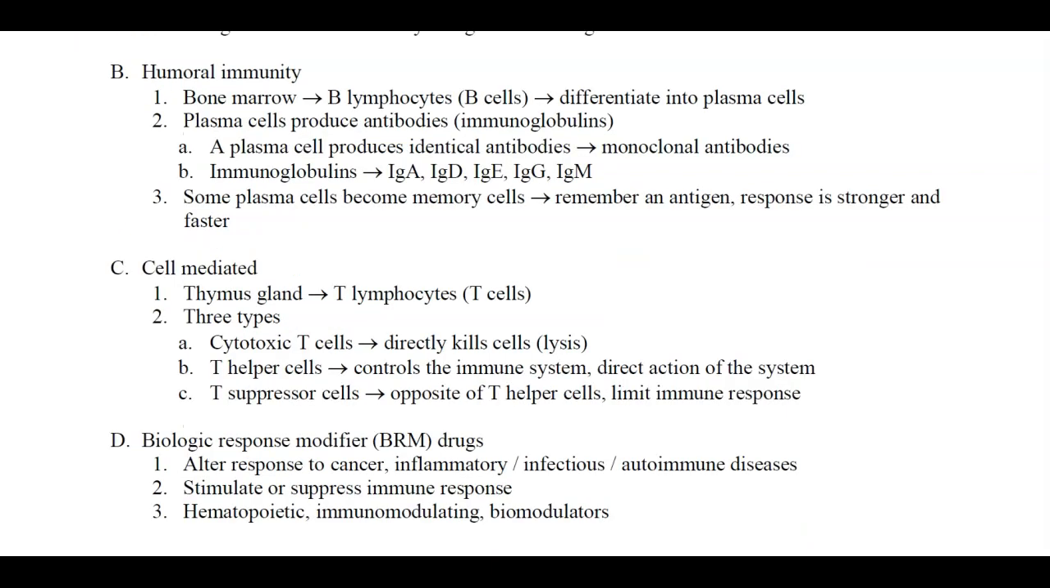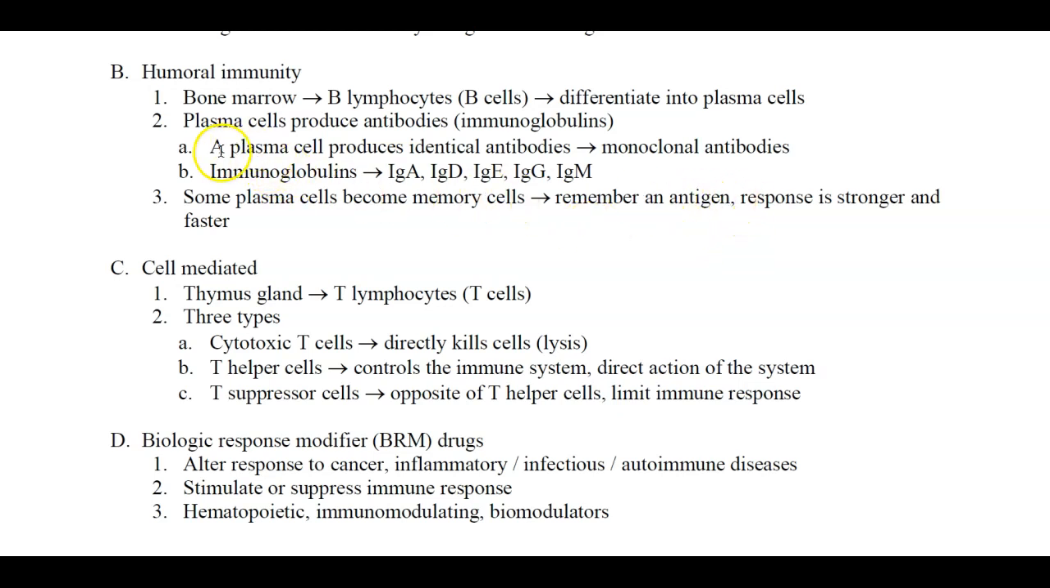So there are two major components of the body's immune system. We have humoral immunity and cell-mediated immunity. Humoral immunity originates from the bone marrow that produces our B lymphocytes or B cells, and then they differentiate or mature into plasma cells, which are a type of white blood cell, which produces antibodies. So antibodies have the ability to bind and inactivate antigen molecules. Those antibodies are often referred to as immunoglobulins. So they are glycoproteins or blood proteins.